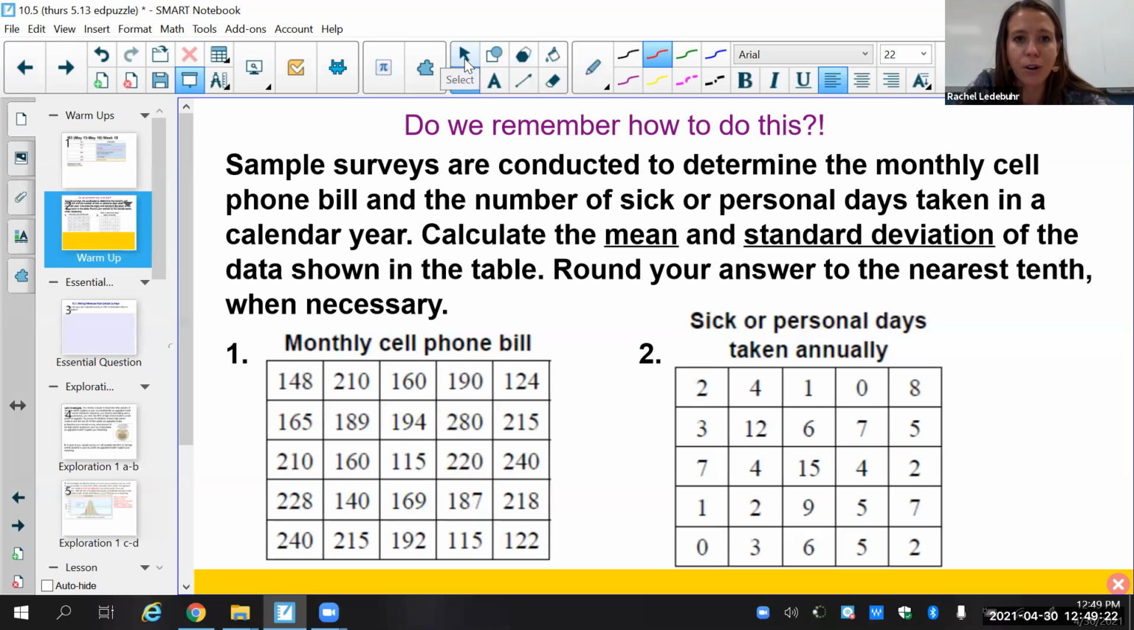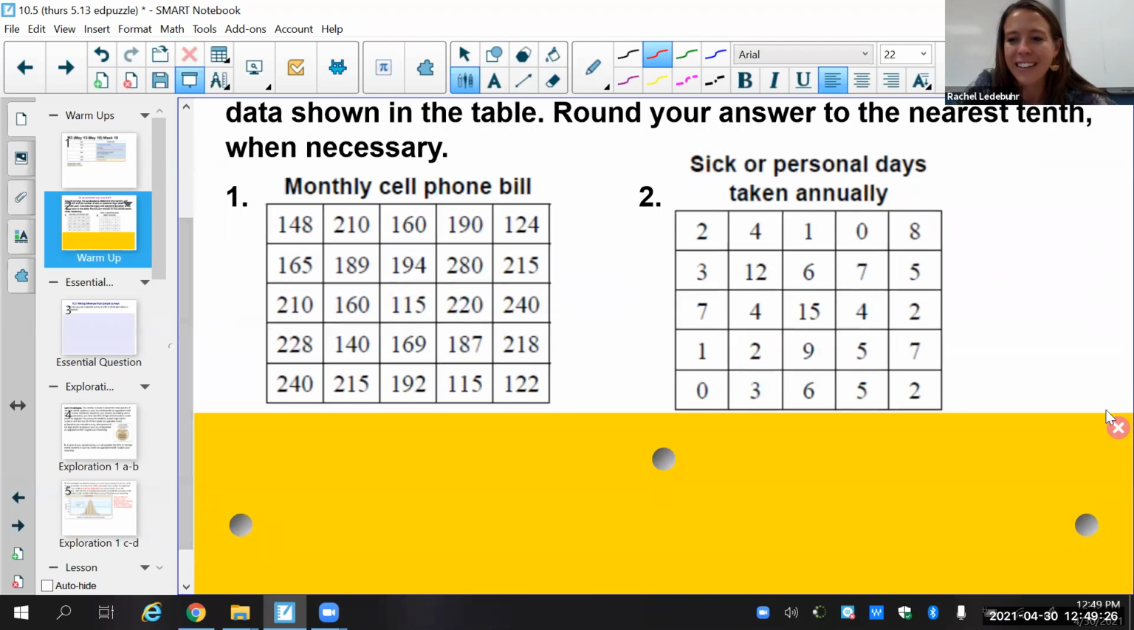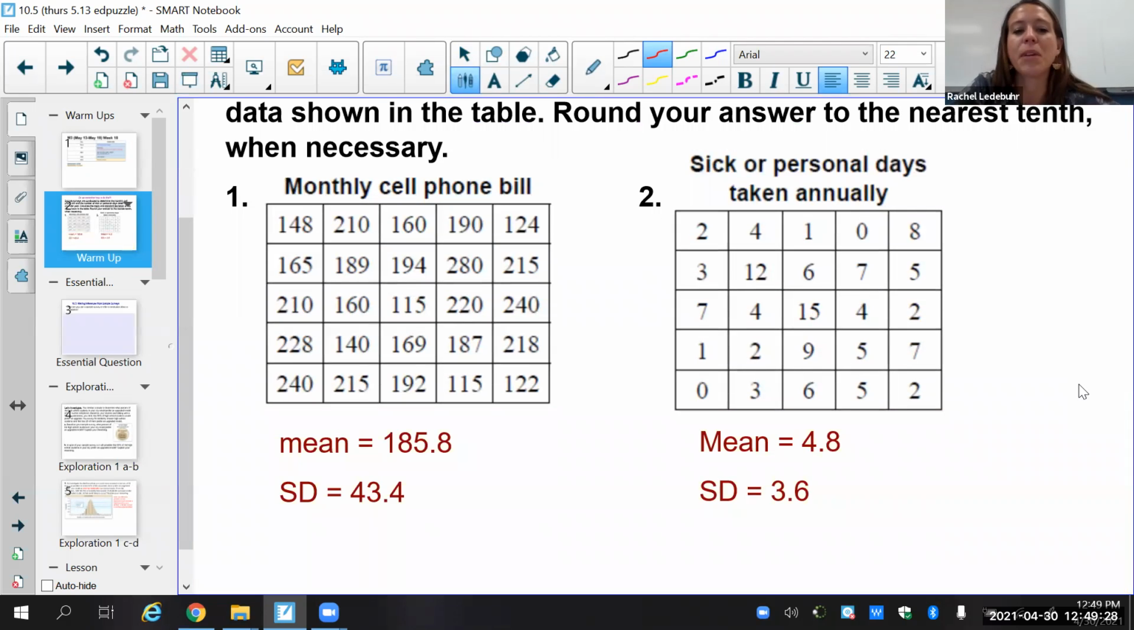Okay, so hopefully you paused your video. Let's see if you got it right. This is what I got: a mean of 185.8 for the monthly cell phone bill, with a standard deviation of 43.4. Number 2, a mean of 4.8 and a standard deviation of 3.6. Drop me a note in the Ed Puzzle if you have a question about that.